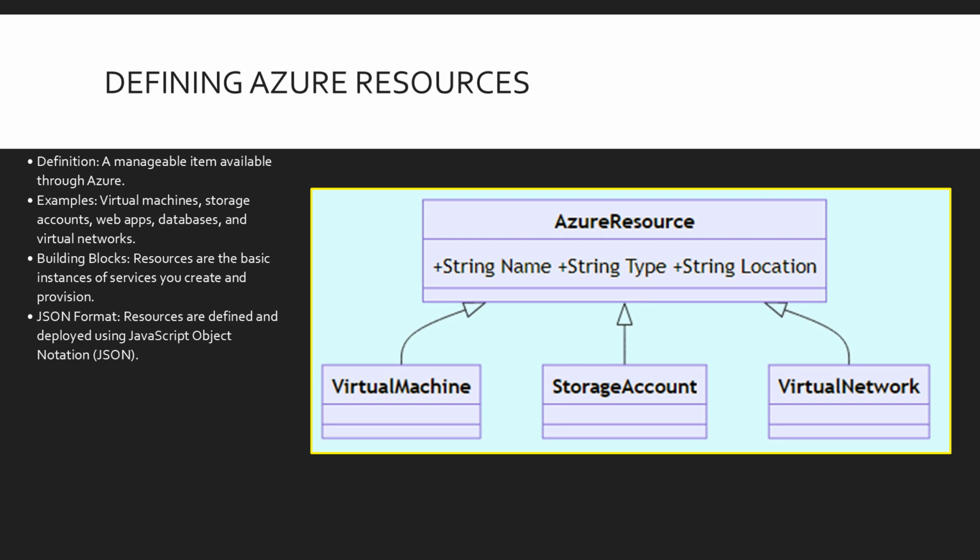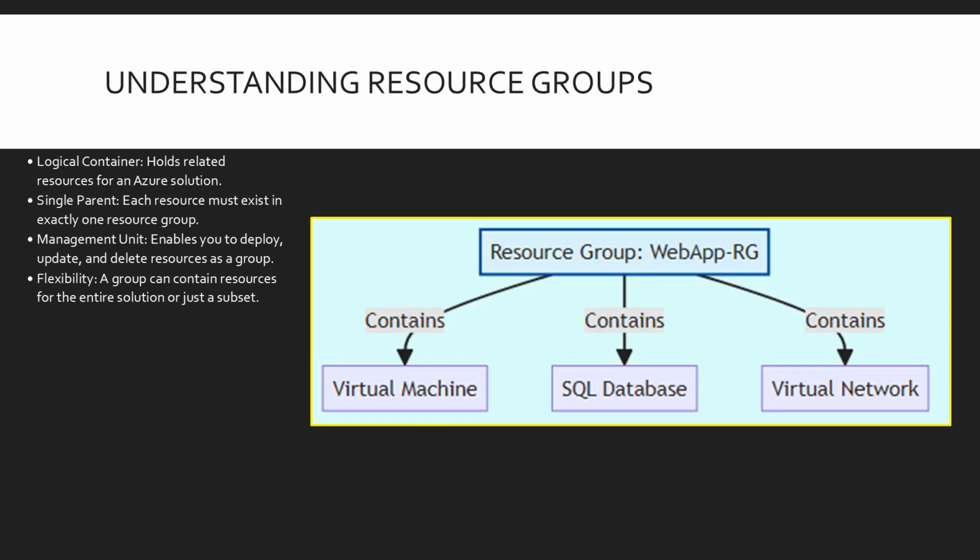This class diagram visualizes the concept of an Azure resource. At the top, we have the base class Azure resource, which possesses common properties like name, type, and location. Extending from this base are specific examples: virtual machines, storage accounts, and virtual networks. This illustrates that while these services function differently, they all share the fundamental characteristics and management definition of an Azure resource.